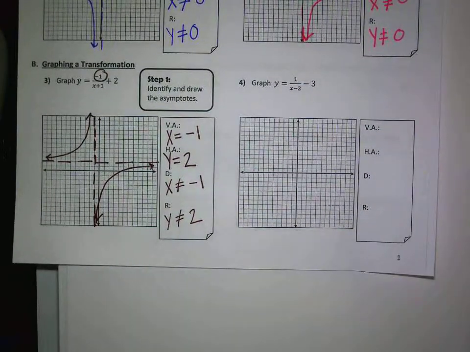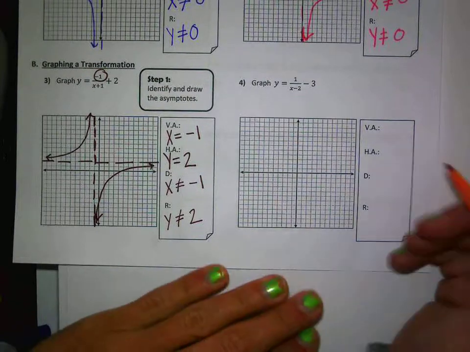Okay, let's do number 4. Same color? Oh no, I don't want that color. All right. Can we get things done?